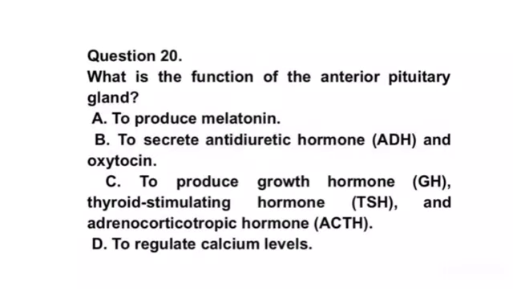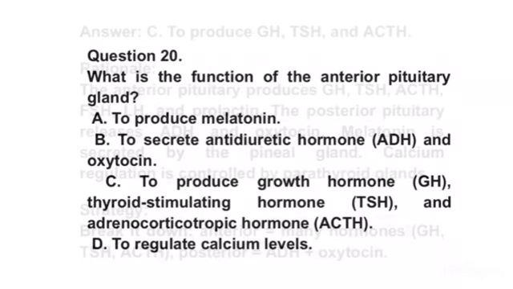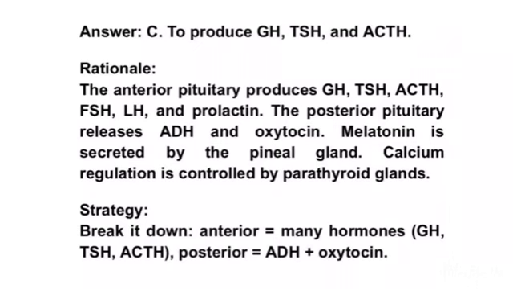Question 20. What is the function of the anterior pituitary gland? A. To produce melatonin. B. To secrete antidiuretic hormone ADH and oxytocin. C. To produce growth hormone GH, thyroid stimulating hormone TSH, and adrenal corticotropin hormone ACTH. Or D. To regulate calcium levels. Answer C. To produce growth hormone GH, thyroid stimulating hormone TSH, and adrenal corticotropin hormone ACTH.